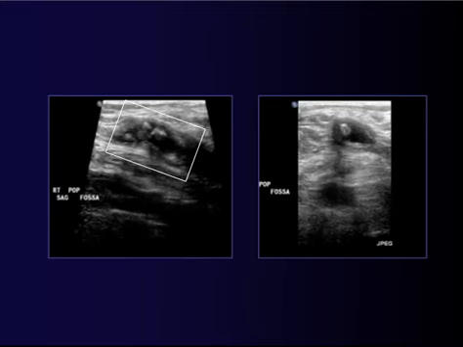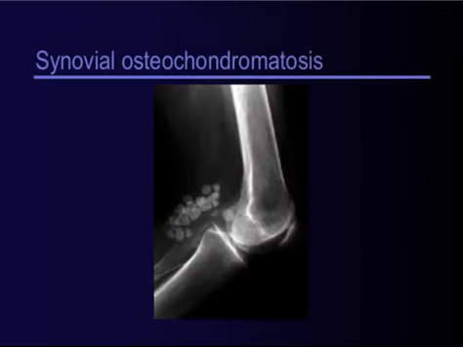Oftentimes you may see a cystic structure in the popliteal fossa, and it may be called a Baker cyst. In this case, the cyst contained several calcified or ossified bodies residing within the cyst. And this is a presentation of synovial osteochondromatosis, which is confirmed here on this lateral plane radiograph of the knee.